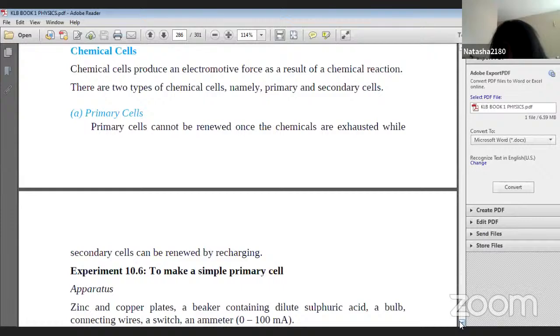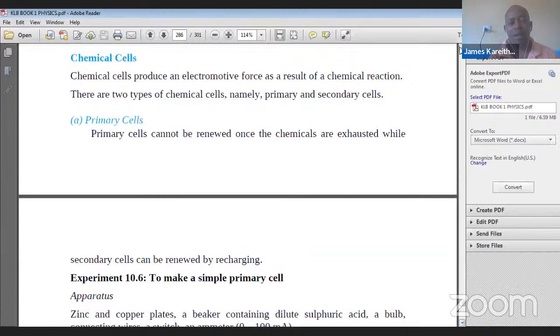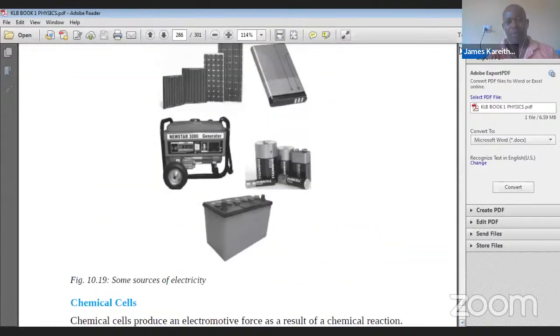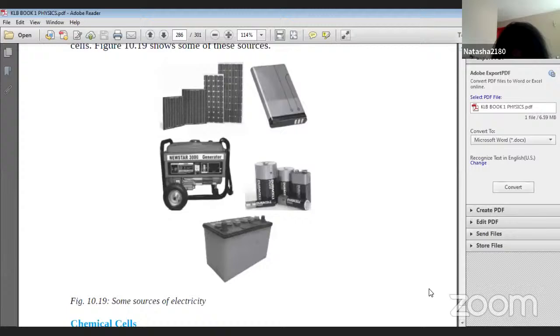I want to give a very nice example between what we are calling primary cells and secondary cells. And to use that, I will use a demonstration on the screen here. From this demonstration, the car battery that you can see is a good example of a secondary cell.